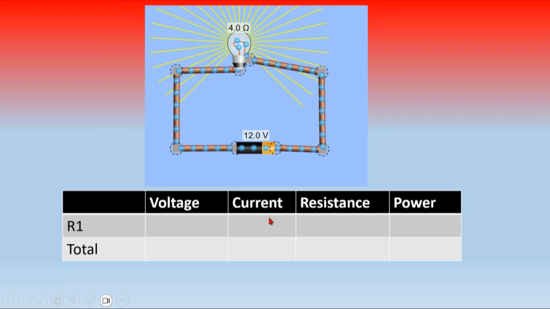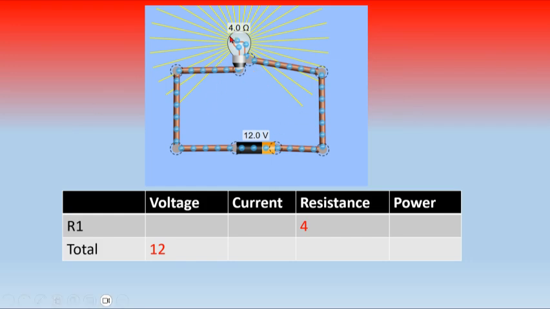The VIRP chart will have V here, I for current here, R for resistance here, and P for power there. And it has one row for each resistor in the circuit. So this is a very simple example where you only have one resistor, the 4 ohm light bulb. I'm going to show you this example first, just so you can see how they work, and then we'll go on to a more complicated example. First of all, we put the numbers that we see here.